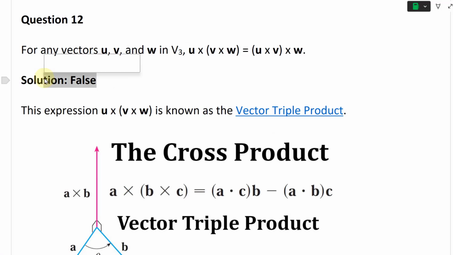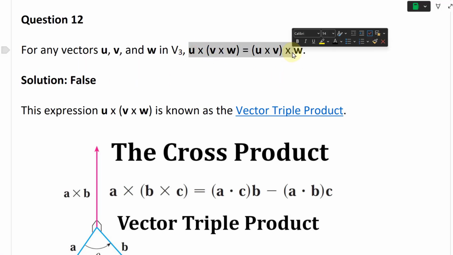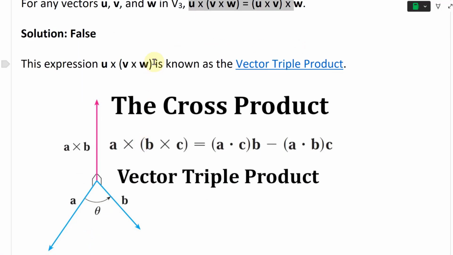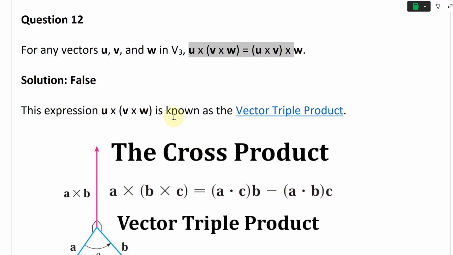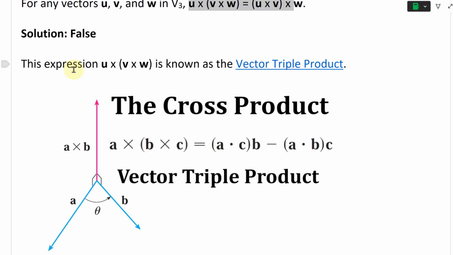So the solution to this, well, this is actually false. And the online website that I'm using for the solutions doesn't actually have this question, so I'll be doing the solution on my own right here. So this expression u cross bracket v cross w is known as a vector triple product. Here's my earlier video.